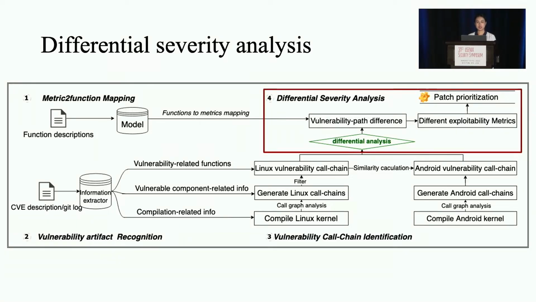Okay. After we obtain the call chains, we can compare the two call chains and we can obtain the different functions. And then we can use the metric to function map to get the different exploitability metrics. Further, those different exploitability metrics will be used to prioritize patches.